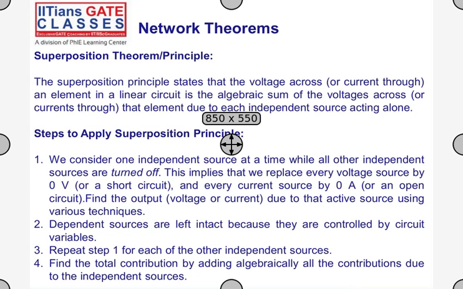The superposition principle states that the voltage across or current through an element in a linear circuit is the algebraic sum of voltages across or currents through that element due to each independent source acting alone. So if I have more than one voltage or current source, and I want to find the voltage across or current through a particular element, I can consider each source separately, find the responses, and algebraically add them so that you will get the final value.